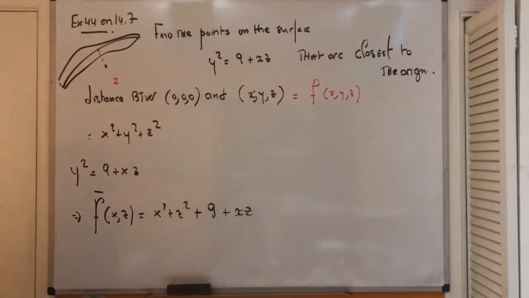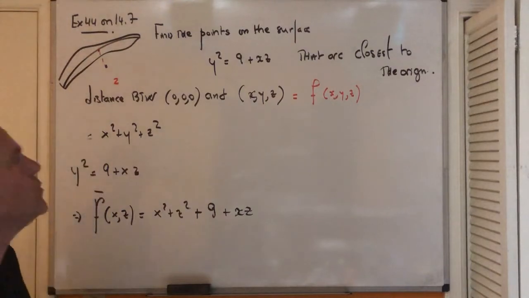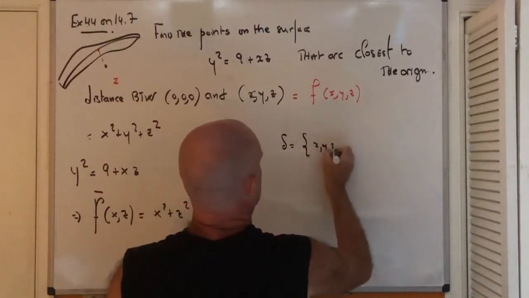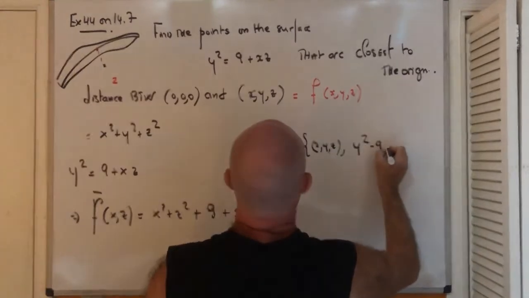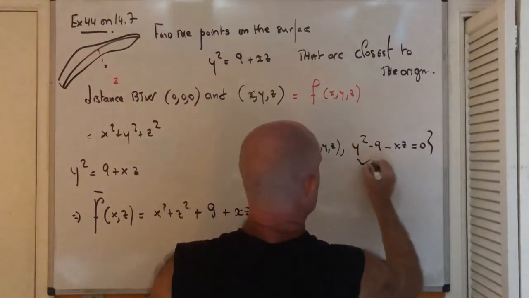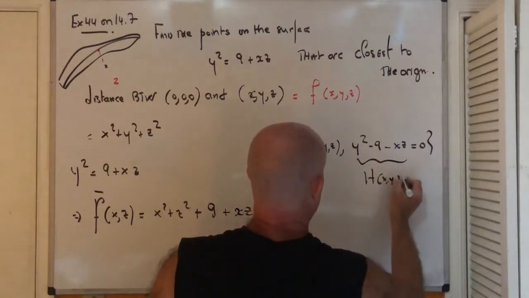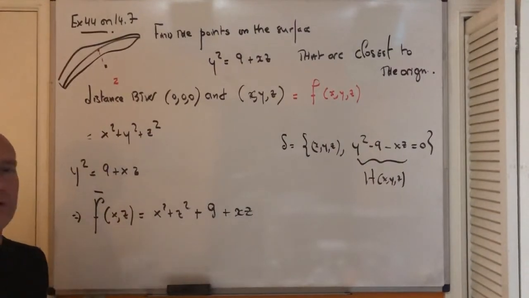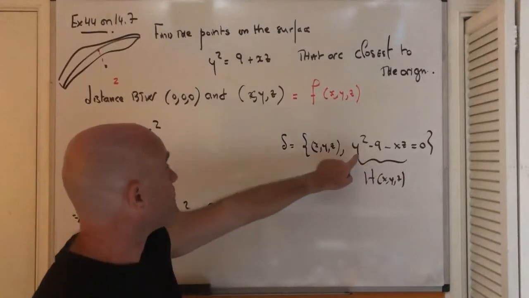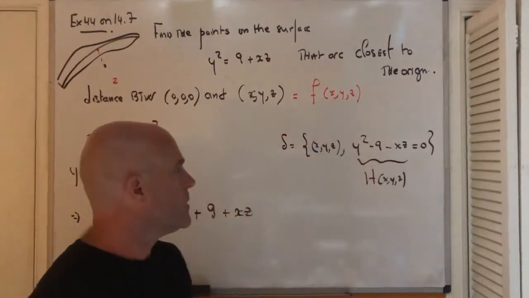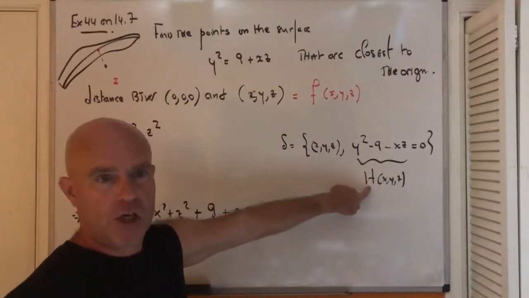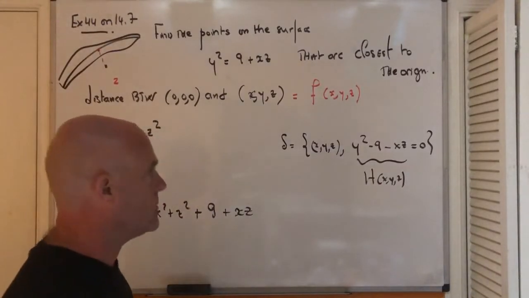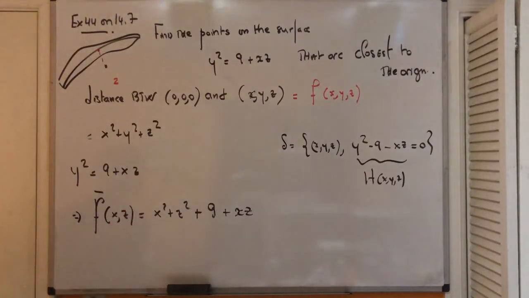Alright, so it's not so hard to verify that it's a surface. This is essentially the set of points x, y, z such that y squared minus 9 minus xz equals 0. If you call this function capital H of x, y, z, you are looking at a level surface, a level set of the function H. I claim that for all points in R3, the gradient of H, or the differential of H, never vanishes. That is, the partial derivatives with respect to x, y, z do not vanish at the same time.